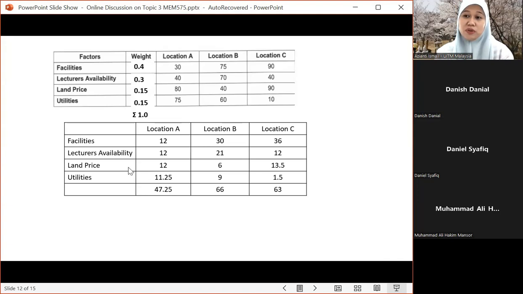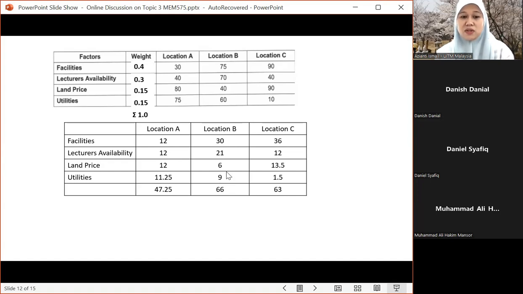Make another table. Put the answer inside here: weight times the score, weight times the score, weight times the score, weight times the score. Put all here, and the last row represents the sum. So you sum up all the scores here and you get this one. And for B, do the same thing: 0.4 times 75 is 30, 0.3 times 70 is 21. You do until this 60 times 0.15, you get 9, and you sum the column. Do the same thing for C: weight times the score, sum.